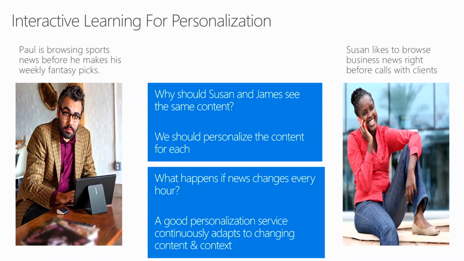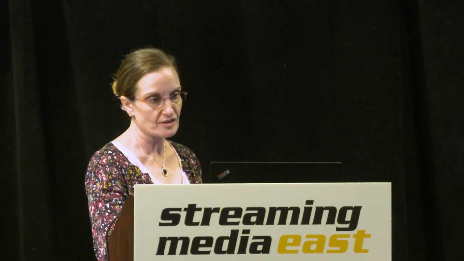And the second question, which comes up very often is, okay, if you're personalizing content that changes constantly underneath your feed, how do you manage that? So a good personalization service is one that is continuously adapting to both content and context changes. Okay, so how do people do this in machine learning land?